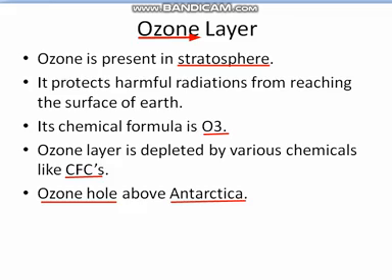So this was all about the ozone layer. First we discussed the oxygen cycle, how oxygen is circulated between the biotic and the abiotic component, and then the importance of the ozone layer, where it is present, what's its chemical nature, how it is useful, and how it is depleted by various chemicals. So this was all about the oxygen cycle and the ozone layer.